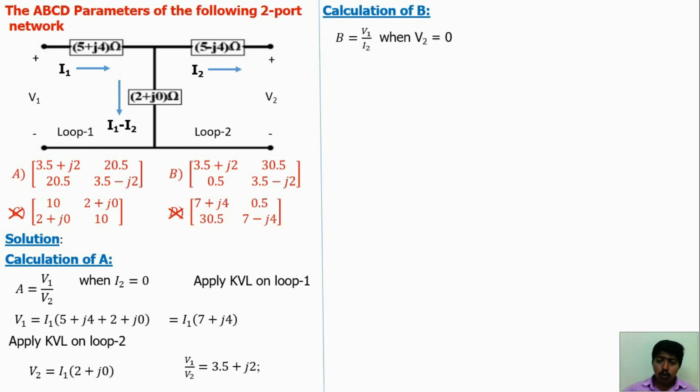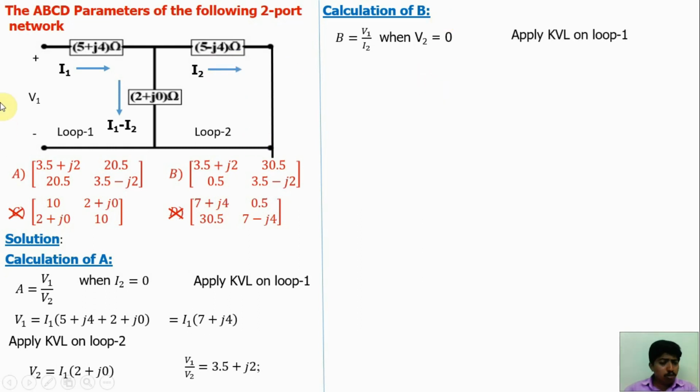B is equal to V1 by I2 when V2 is equal to 0. We know that from these characteristic equations. If V2 is equal to 0, if voltage is 0, it means this terminal is shorted. So we short this terminal. Then the drop is equal to 0, since resistance 0 means V is equal to 0. Okay. Now find V1 by I2.